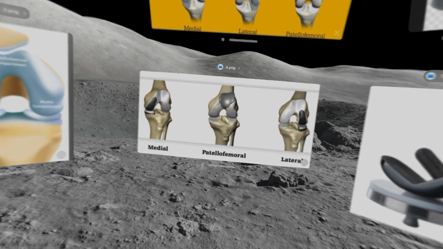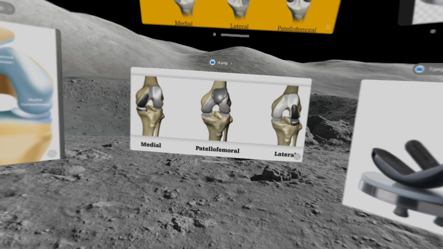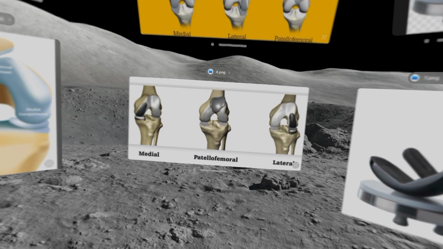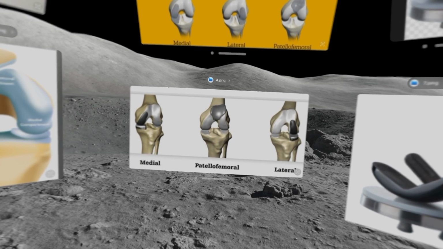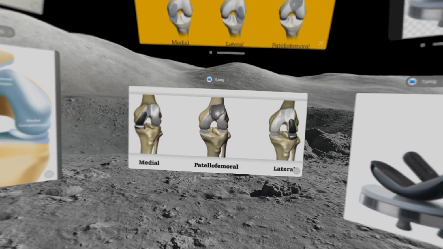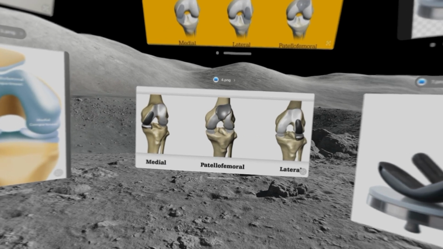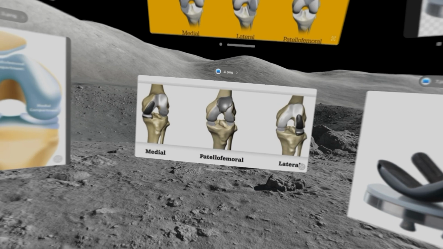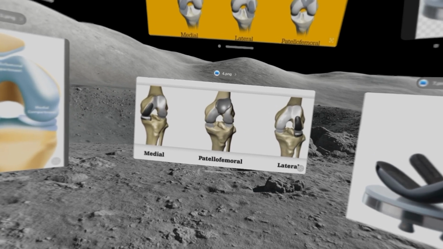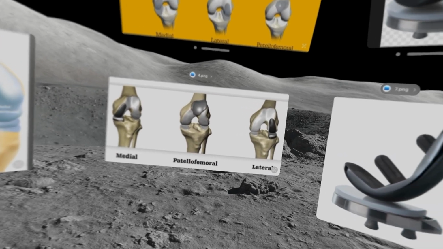Patellofemoral replacement is not a technically demanding surgery. It's not that difficult to do. The problem is it has a pretty high failure rate. Patients tend not to love the results. So you have to be incredibly selective about the patellofemoral replacement. This is something that surgeons should really only be doing a couple or few a year.